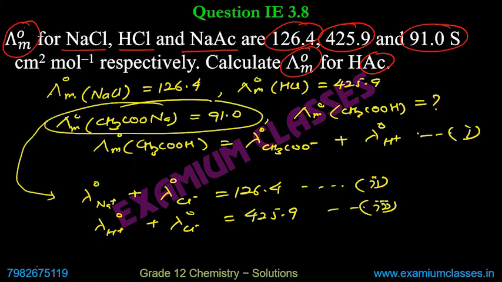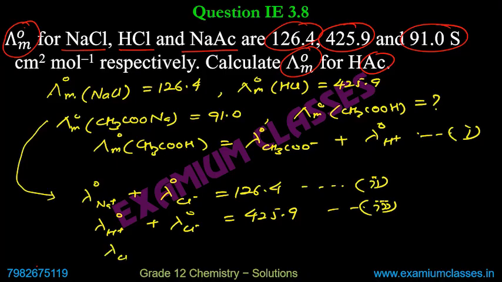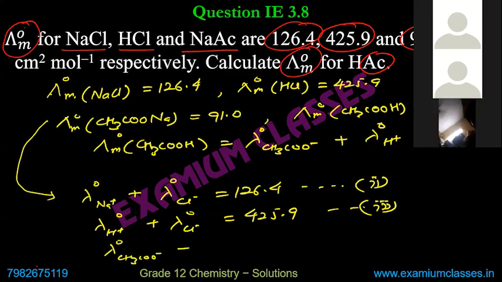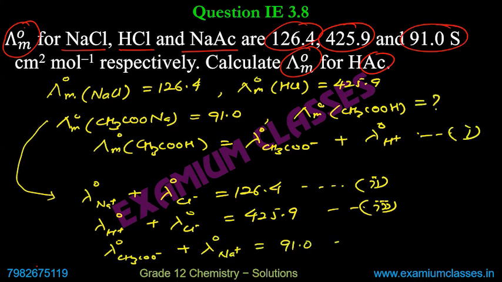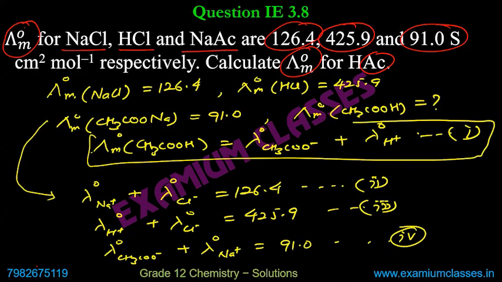Then this is given. This is actually lambda CH3COO minus naught plus lambda Na plus naught. This is given as 91.0. Say this is 4. Now your job is to find the required one. The required one is this. We need this one from these three. And this is something as per the Hess law, similar to Hess law, which you have used in thermodynamics in 11th grade. So you need to rearrange, multiply like that, subtract, add, and get the final equation.